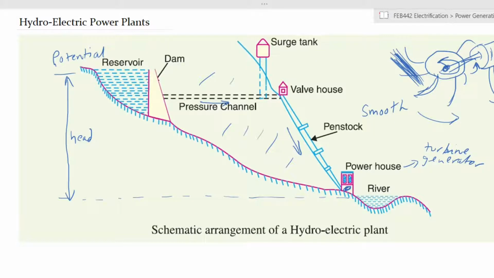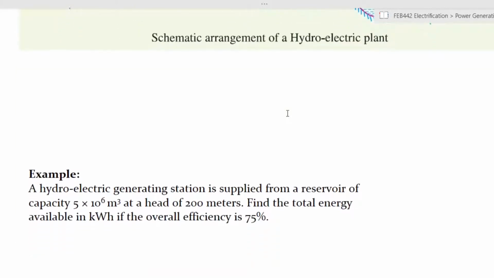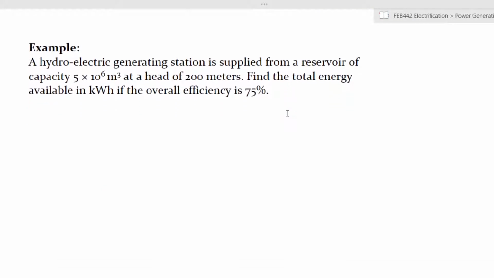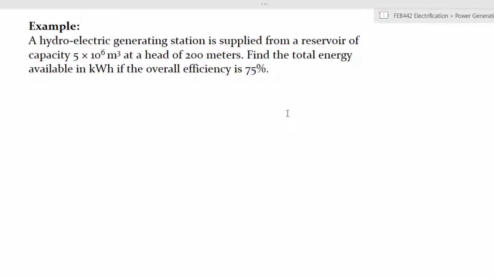Because this is a very practical approach, let's look at an example. A hydroelectric station is supplied from a reservoir with a capacity of 5 times 10 to the power of 6 cubic meters, so millions of cubic meters, at a head of 200 meters. That is the gap between the power station and the water level. Find the total energy available in kilowatt hours if the overall efficiency is 75%.